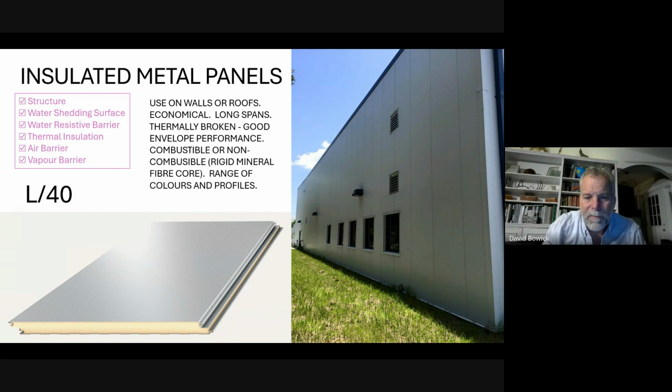Let's look at some insulated metal panels. This is what they used to call refrigeration panels, because they used them on refrigeration buildings, big industrial warehouses that needed to be temperature controlled. But they're high performance. An insulated metal panel has steel, insulation, steel. This is a perfect barrier drained cavity system.